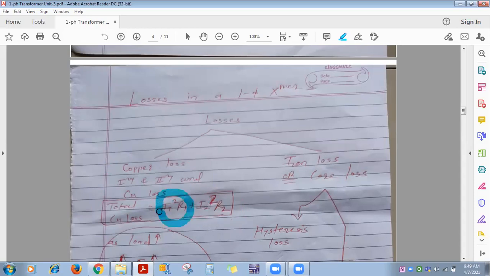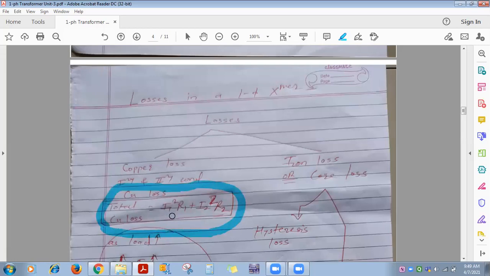Is it a primary winding copper loss? Yes. I2 square R2. Is it a secondary winding copper loss? Yes. So what is the total copper loss? Primary winding copper loss plus secondary winding copper loss. That is I1 square R1 plus I2 square R2. Clear?